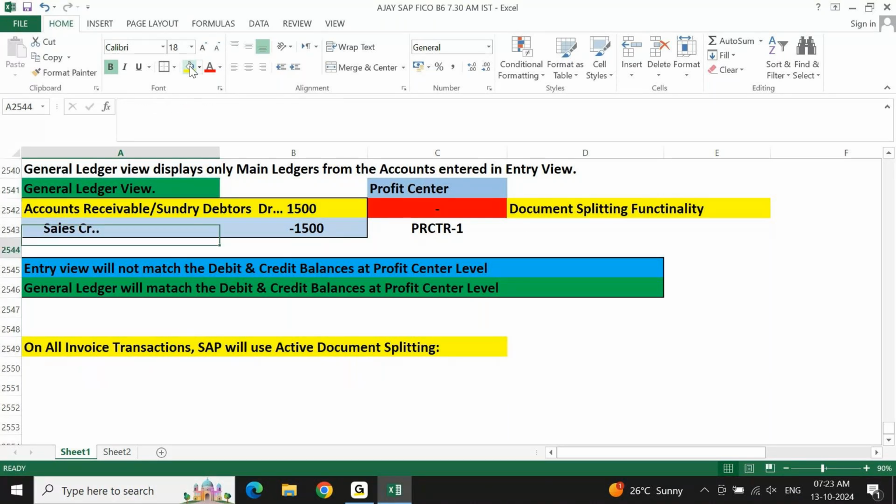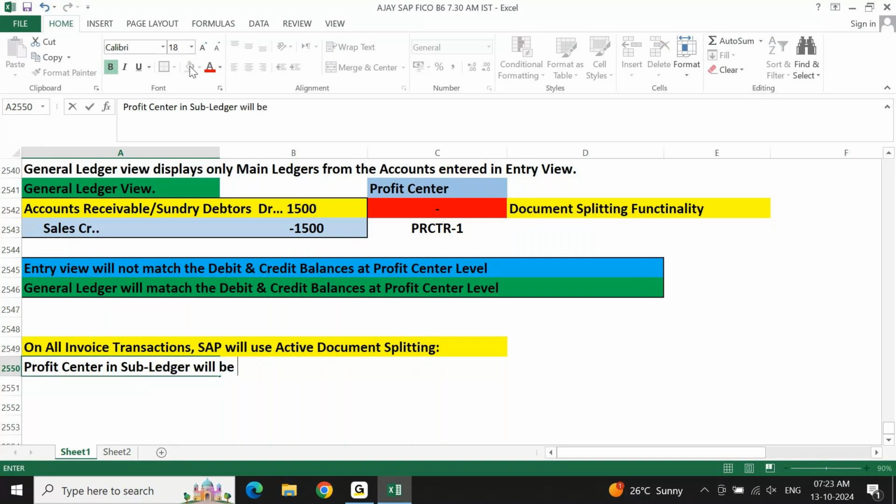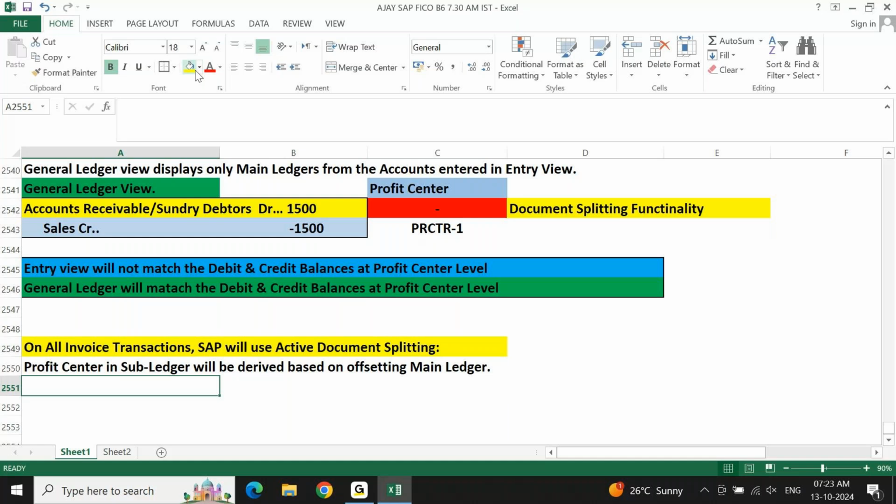Now, active document splitting is always such that profit center and subledger will be derived based on the offsetting main ledger. At any invoice transaction level, you will have subledger and main ledger. Am I correct? Yes.